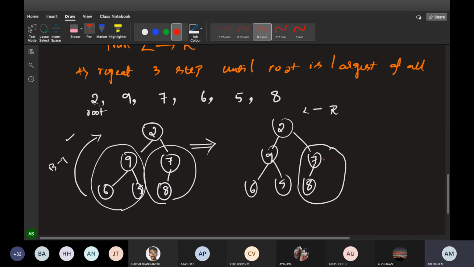No, because 7 is lesser than 8. So now what we have to do? Swap this. That is what heapification or parental dominance. Now I should bring the largest number to the parent.